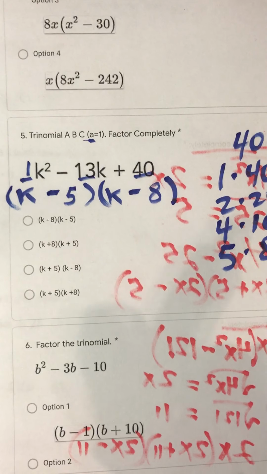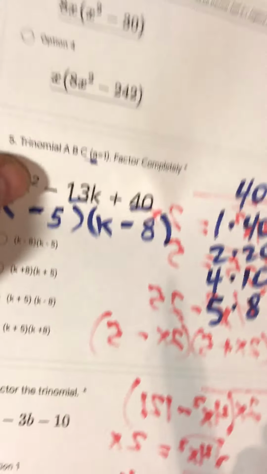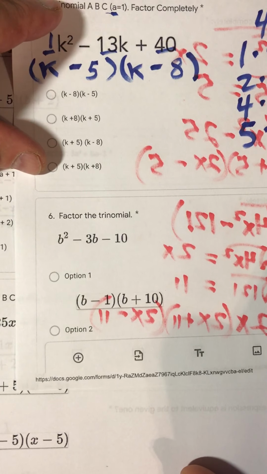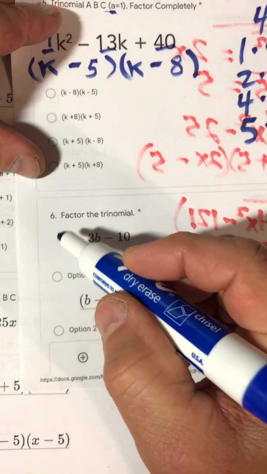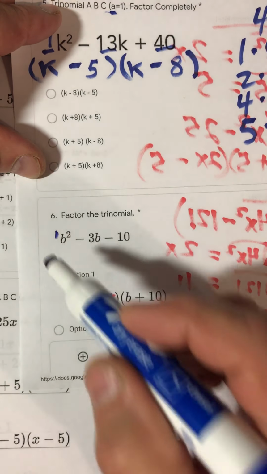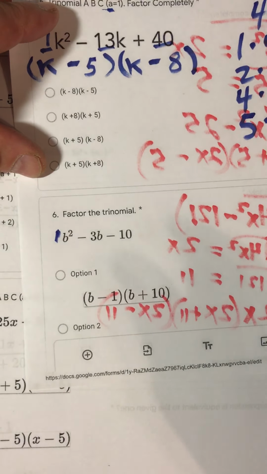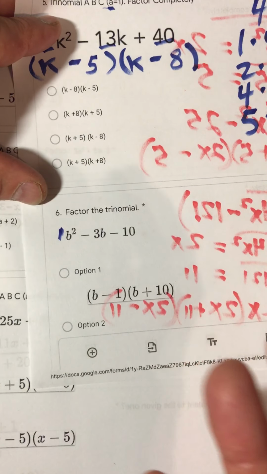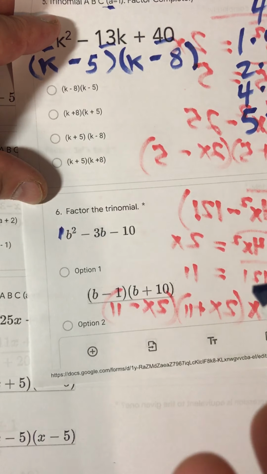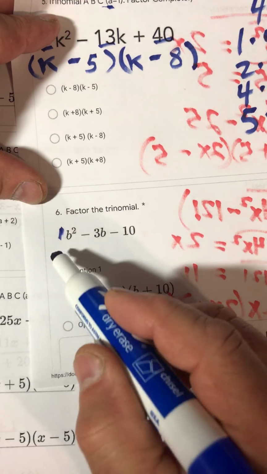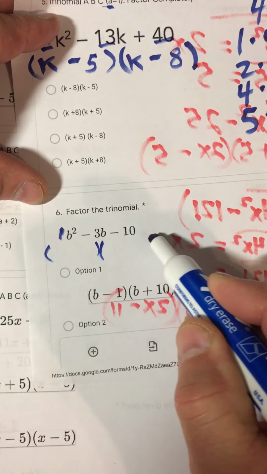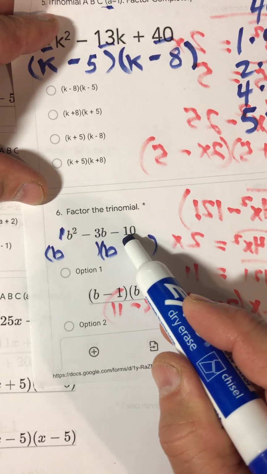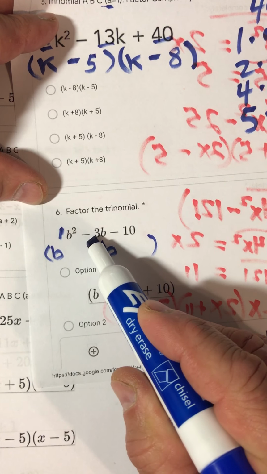Okay? All right, number 6. We have a trinomial just like number 5 where A is equal to 1. Remember, where the coefficient of the first term, the leading term, is 1. All right? So when you have no GCF to pull out first, then you just start factoring regularly by setting up 2 sets of parentheses. Put your B and your B, and then your factors of 10 that add or subtract to get a 3.